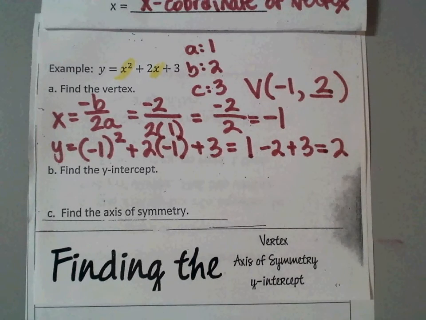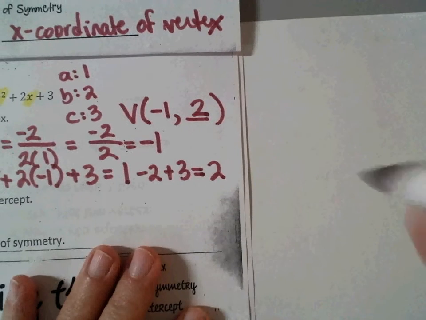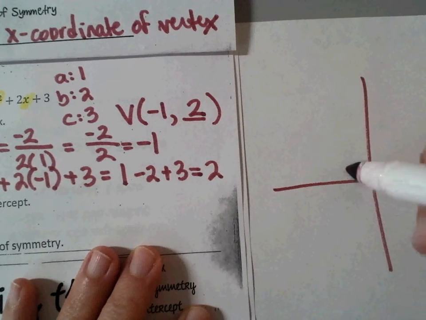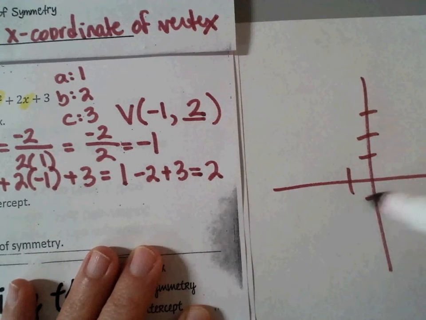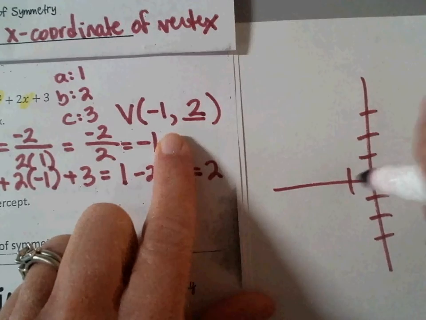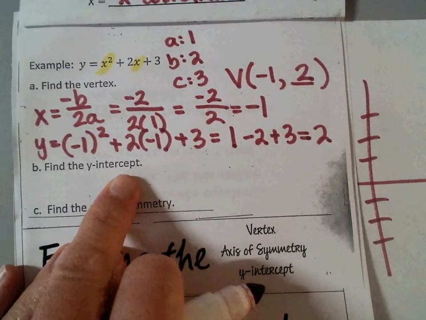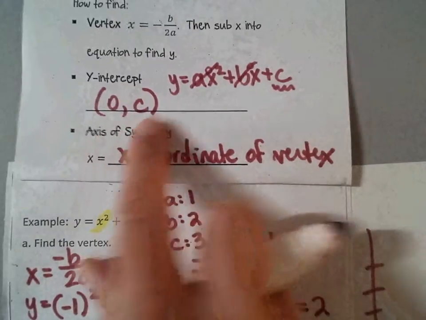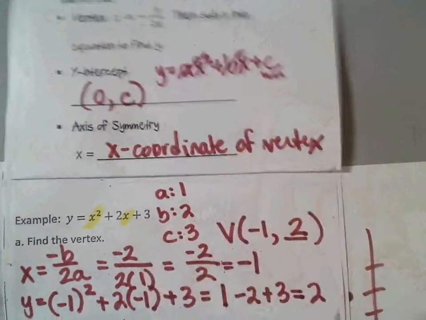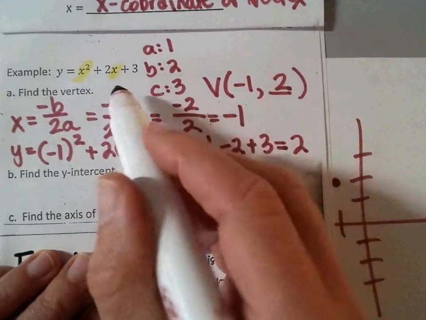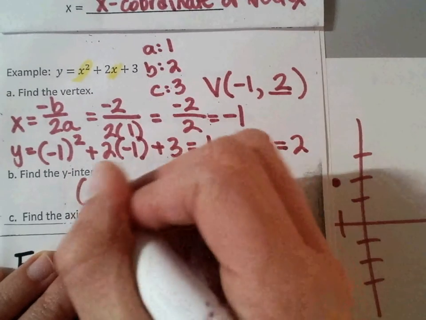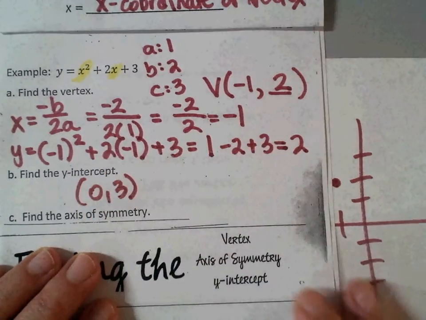And then let me show you what this looks like so far. I didn't put a little graph paper, but I'll just show you on mine. So negative 1 comma 2 is the vertex. So left 1 up 2. So there's your vertex. What is the y-intercept? Yeah, remember the y-intercept is the C number at the end? So you just have to memorize that. What's the y-intercept? 0 comma 3.